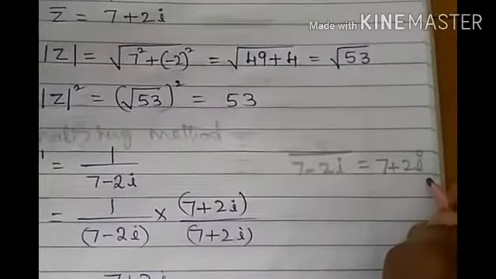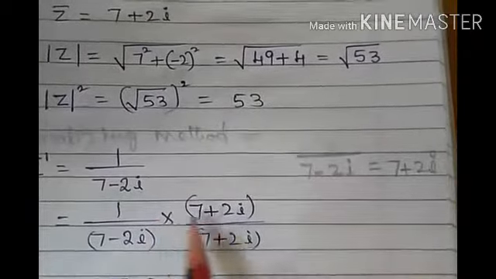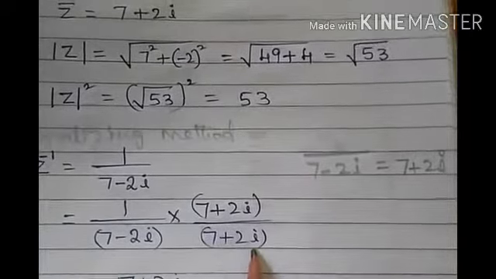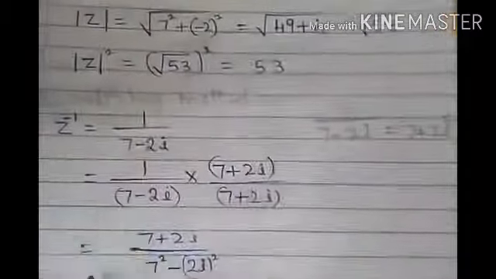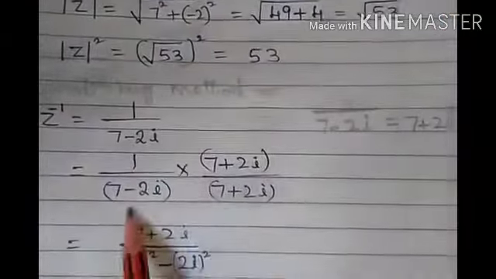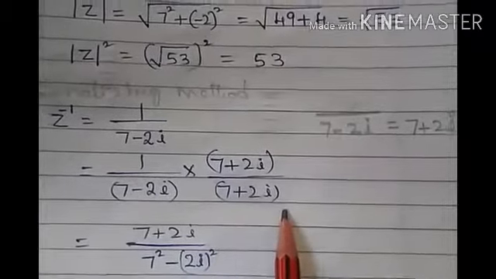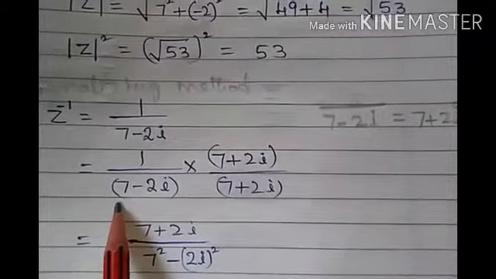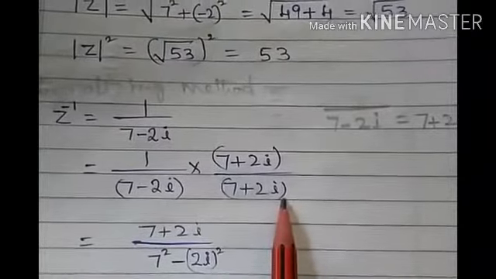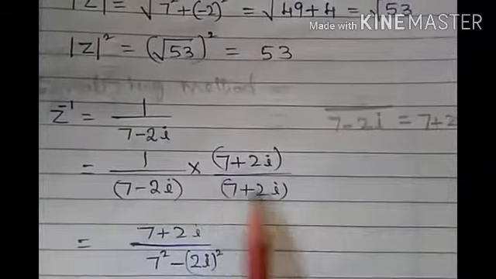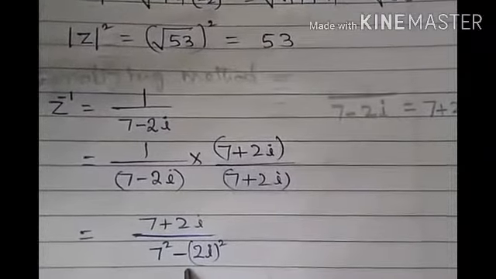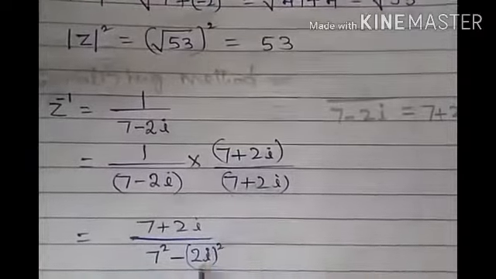Multiply this 7 plus 2i with the numerator and also the denominator. Now it gives 7 plus 2i by 7 minus 2i into 7 plus 2i. Here it is in the form of a minus b into a plus b, so a minus b into a plus b gives a square minus b square: 7 square minus 2i whole square.